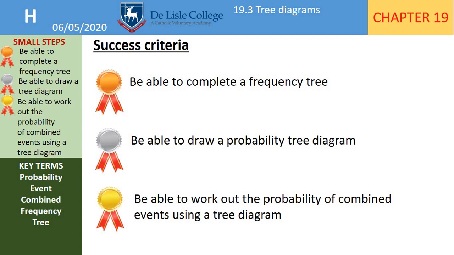So our success criteria then, our bronze objective is to be able to complete a frequency tree, and we'll look at an example of that next. Our silver objective is to be able to draw a probability tree diagram and notice the differences between the two. And our gold objective is to be able to work out the probability of combined events using the tree diagram.